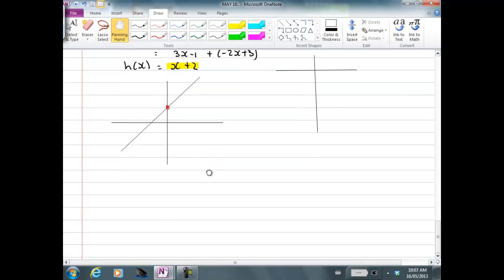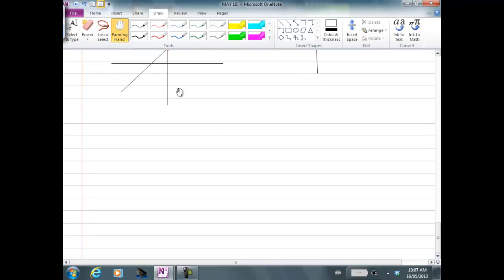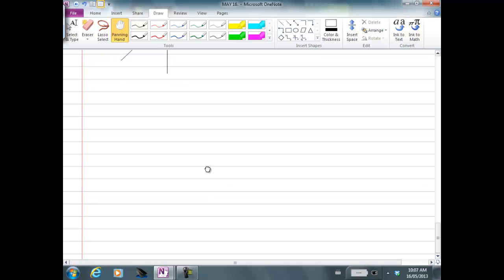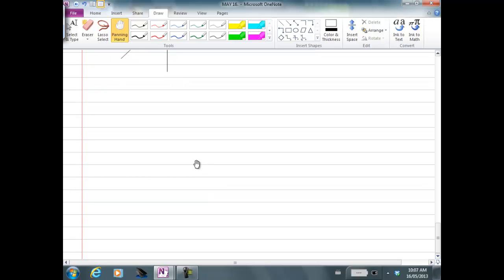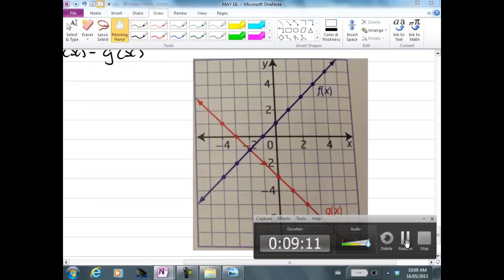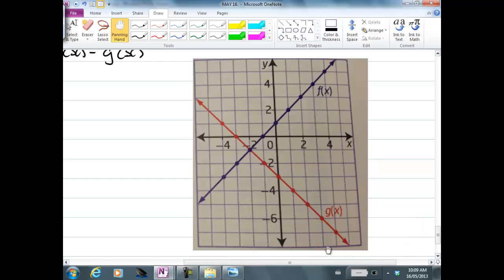Part B. What if I don't give you the equations? How would you do it then? I'm going to pause it. I'm going to leave it up for you to figure out on your own. I want you to graph h of x. Go. Graph h of x.